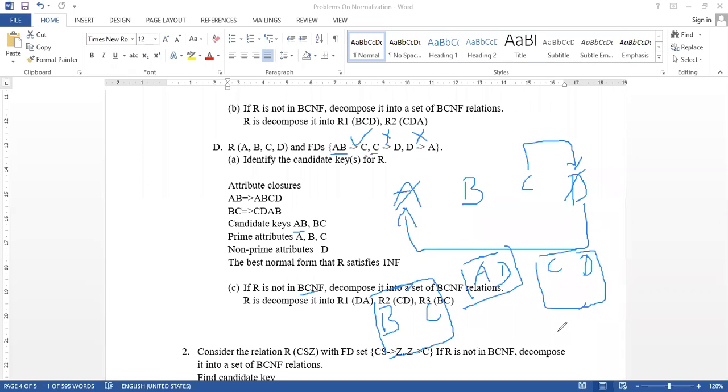Now see here. Here the FD is C determines D. The candidate key is C. Here, what is the FD? D to A is the FD. Here, D is the candidate key. So what about the remaining things here? So BC, right? B determines C, we will get, right? So B will be the candidate key. So now it is converted into what? Boyce-Codd normal form.